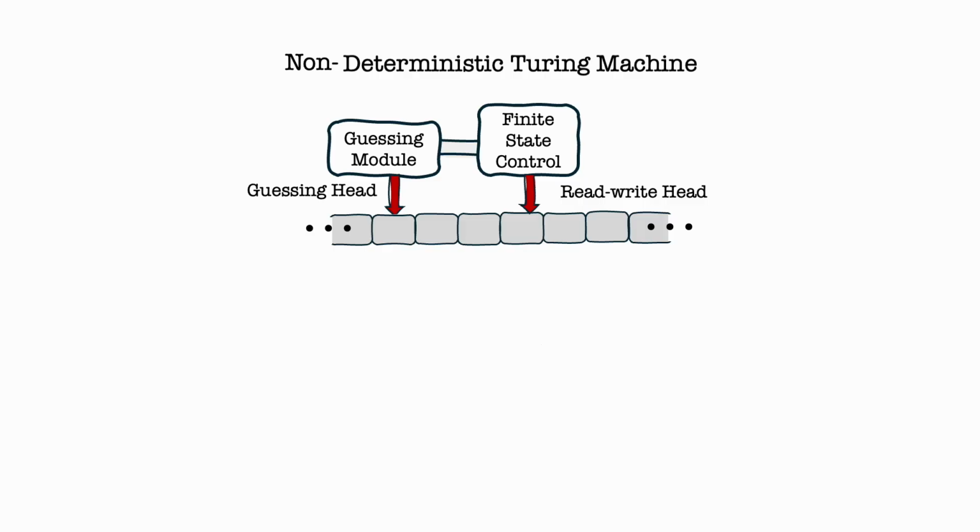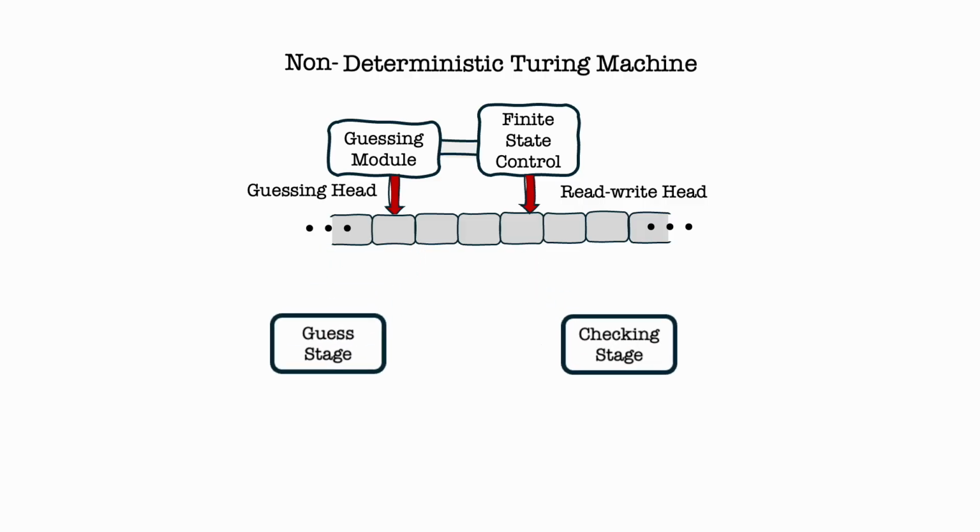The algorithm executed by this machine can be viewed as having two distinct stages, the guessing stage and the checking stage. In the guessing stage, given a decision problem, the guessing module magically guesses a correct solution. You can think of it as a machine that all at once explores every possible path or solution simultaneously, something that's not realistic in physical machines, but useful in theoretical models.